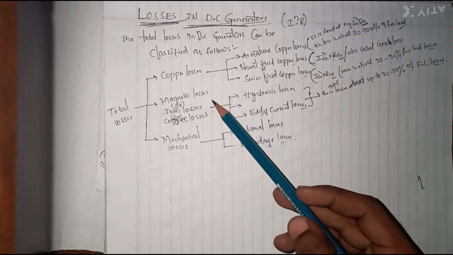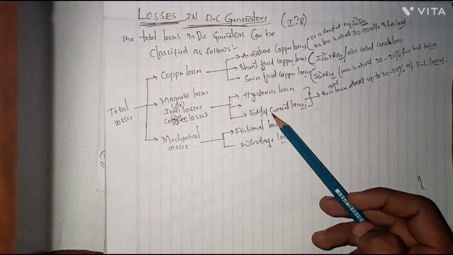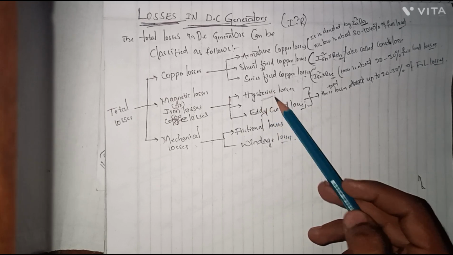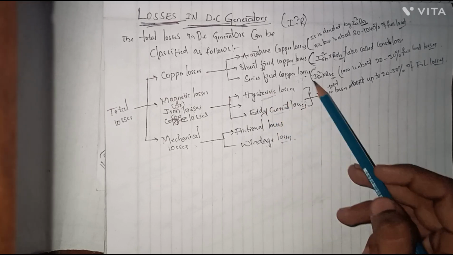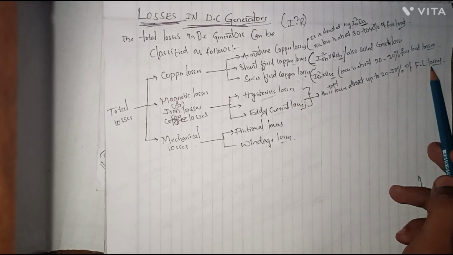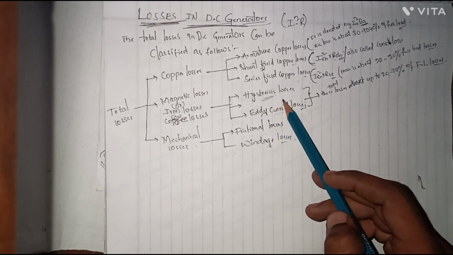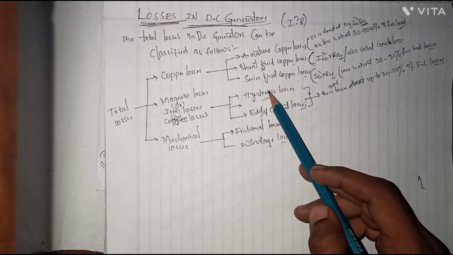Okay, iron losses can be classified again into two types, hysteresis losses and eddy current losses. ఇక్కడ హిస్టెరిసిస్ లాసెస్ ఎలా వస్తాయి, ఎడీ కరెంట్ లాసెస్ ఎలా వస్తాయి అంటే, these losses are up to 20 to 30% of full load losses, equal to series field copper losses. ఓకే, ఇక్కడ హిస్టెరిసిస్ లాసెస్ ఎలా వస్తాయంటే ఆర్మేచర్ అనేది ఒక రొటేటింగ్ పార్ట్. ఒక మిషన్లో ఆర్మేచర్ ఇది ఒక రొటేటింగ్ పార్ట్.